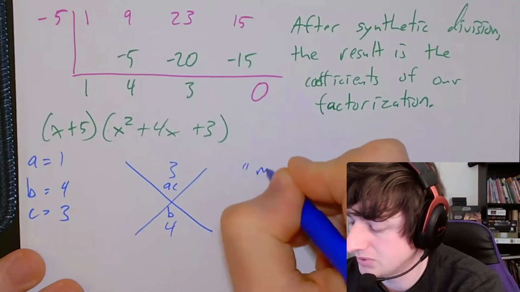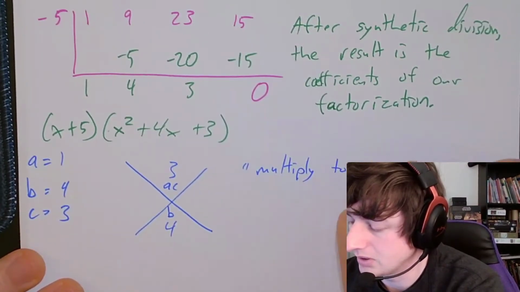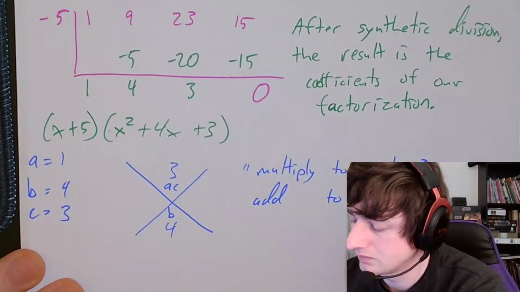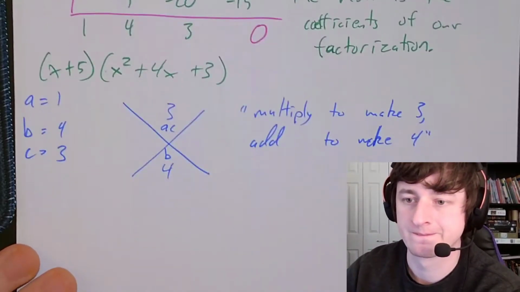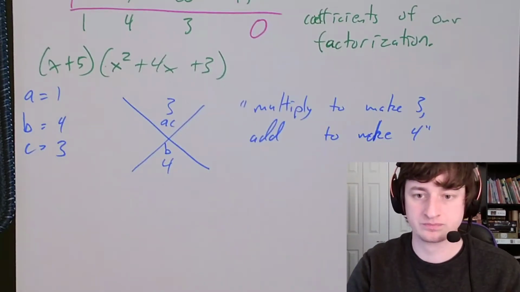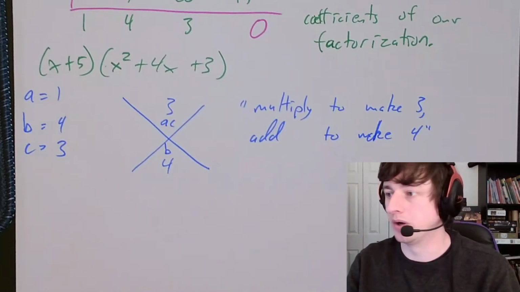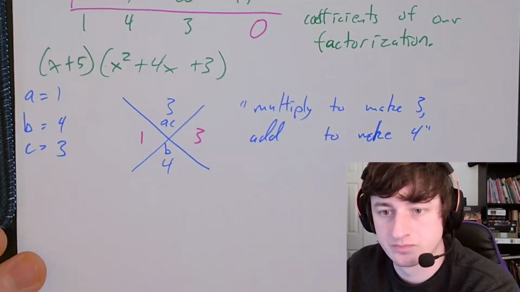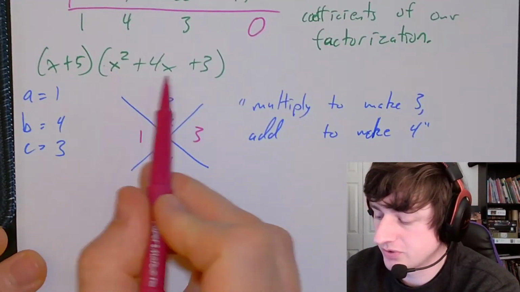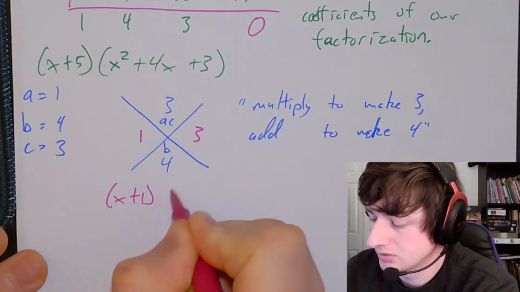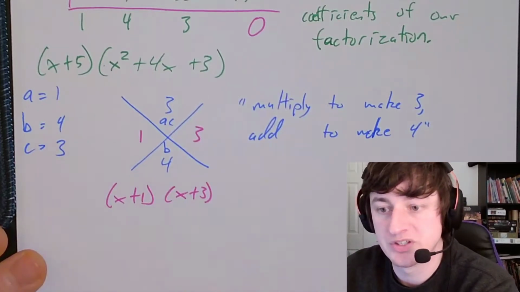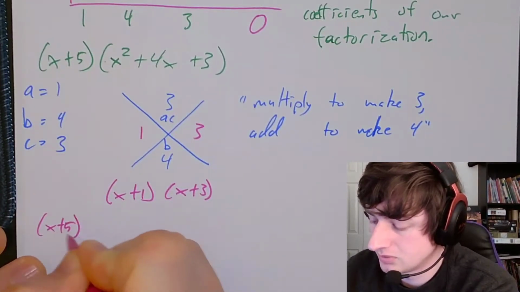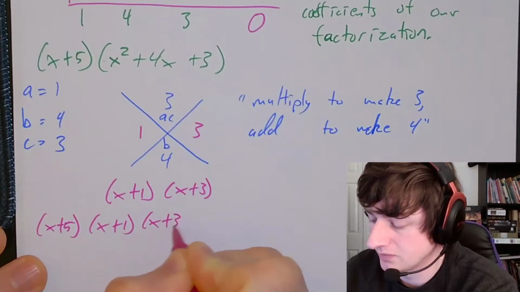So we need two numbers that multiply to make 3, add to make 4. Those numbers are 1 and 3. Which means this x squared plus 4x plus 3 factors to be x plus 1 times x plus 3. Which means our answer is x plus 5 times x plus 1 times x plus 3.